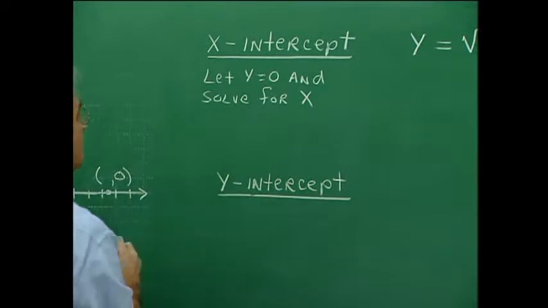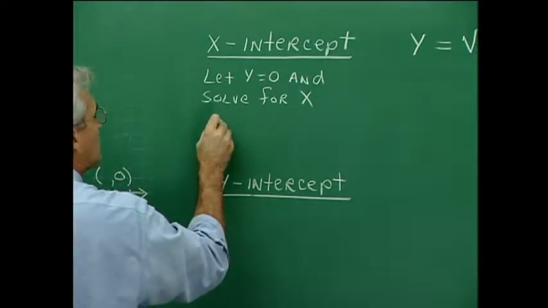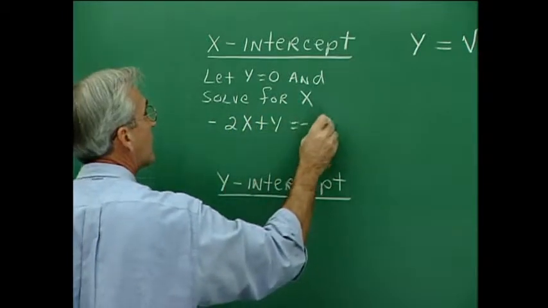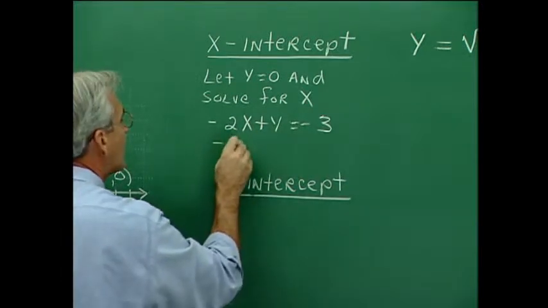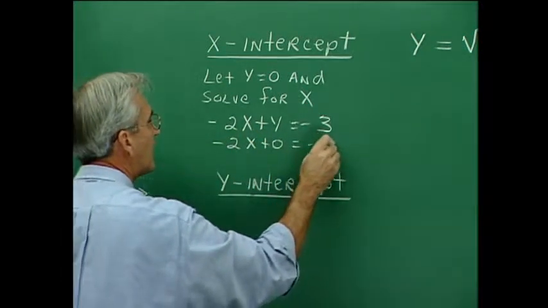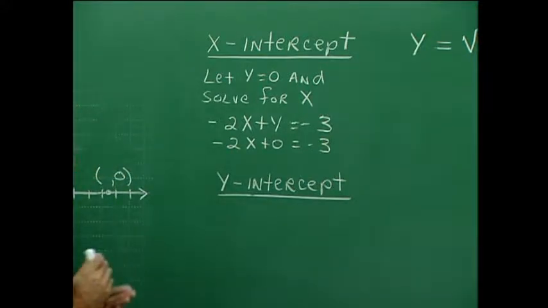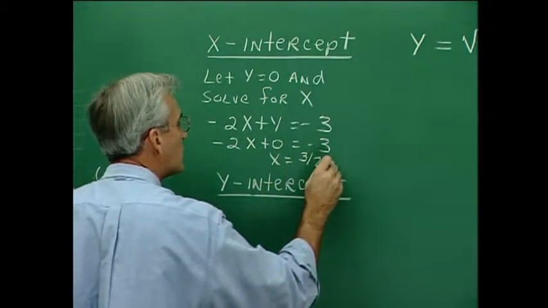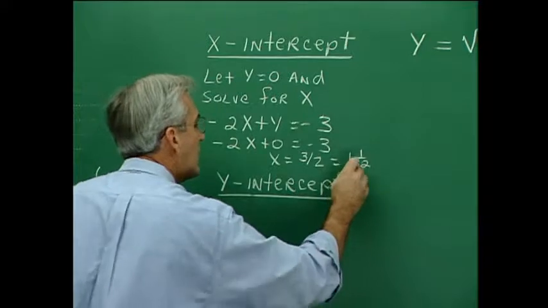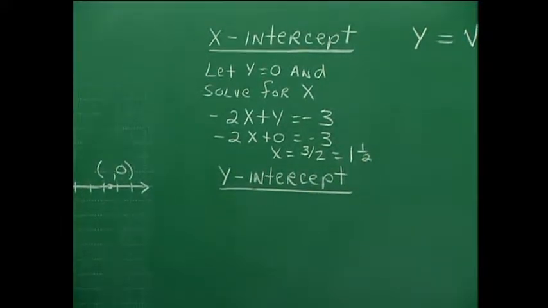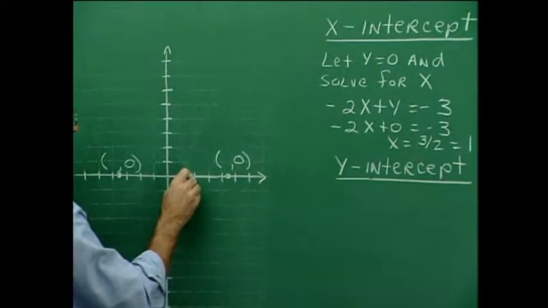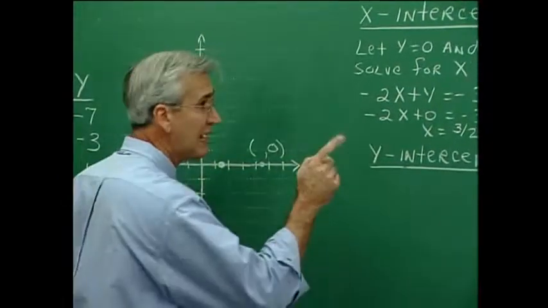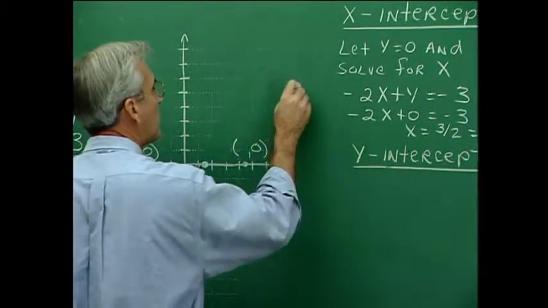If we're talking about the equation we just looked at, I'll use the original form of the equation. It's negative 2x plus y equals negative 3. And if we let y be 0, we have negative 2x plus 0 equals negative 3. And now it's fairly easy to solve for x. We divide on both sides by negative 2 to find x to be 3 over 2, which is 1.5. And then we could actually plot that point. Now that's the point 1.5, 0, so that point was right here. Okay, so the x-intercept is the point 3/2, 0.